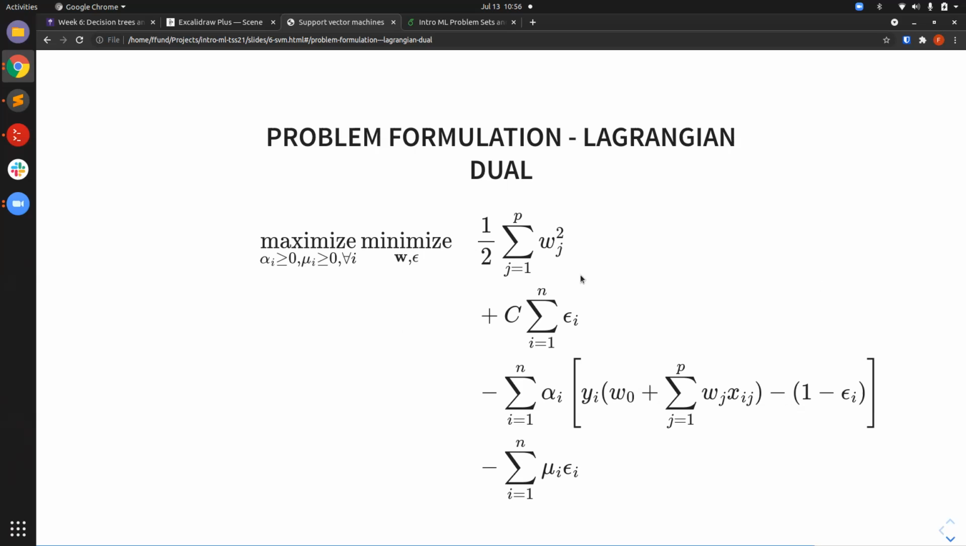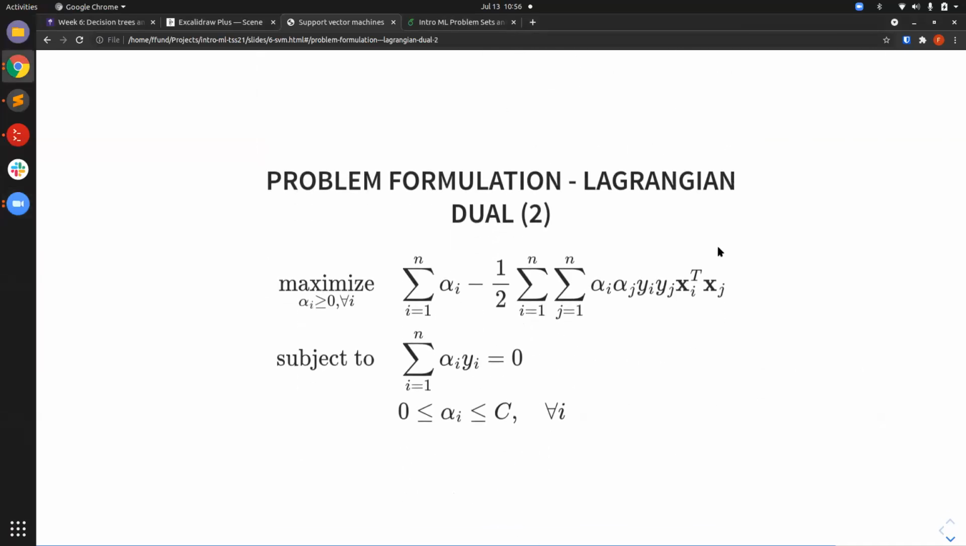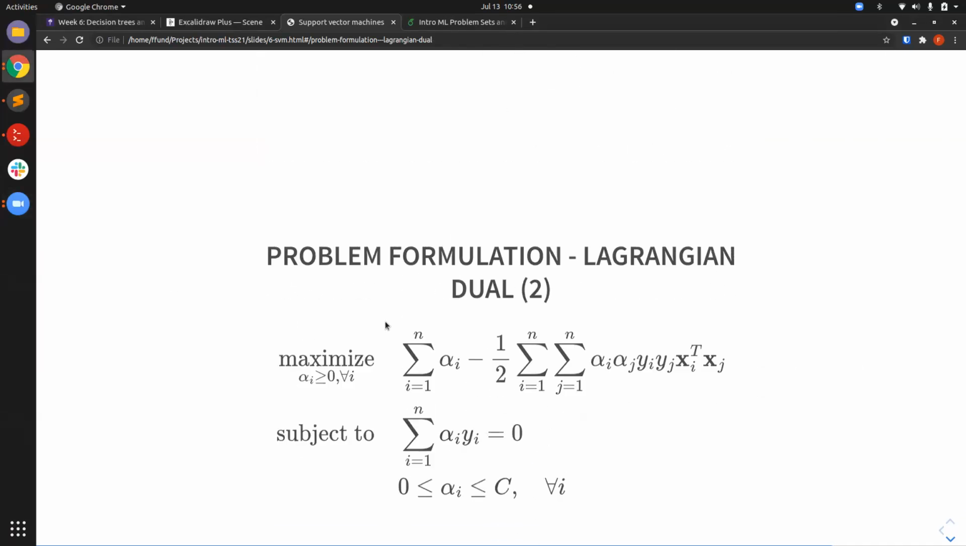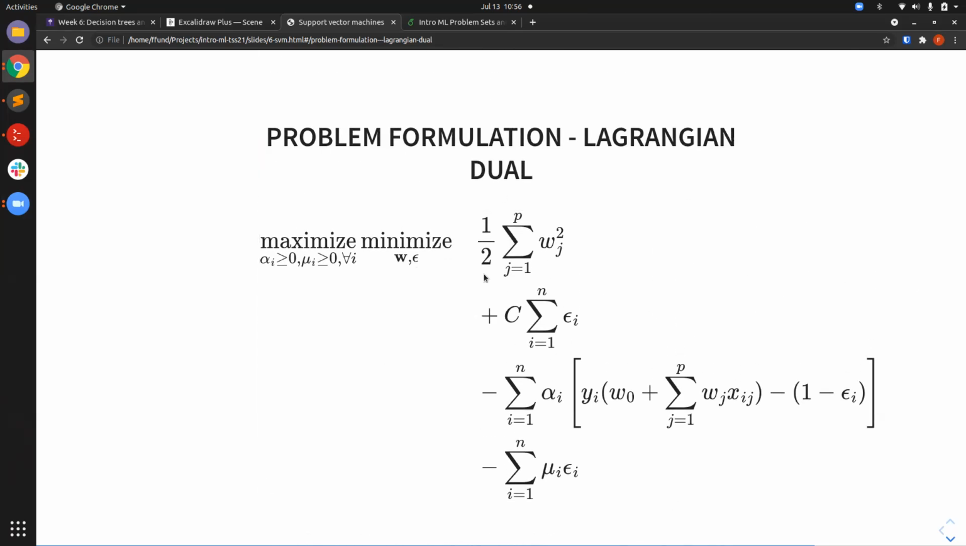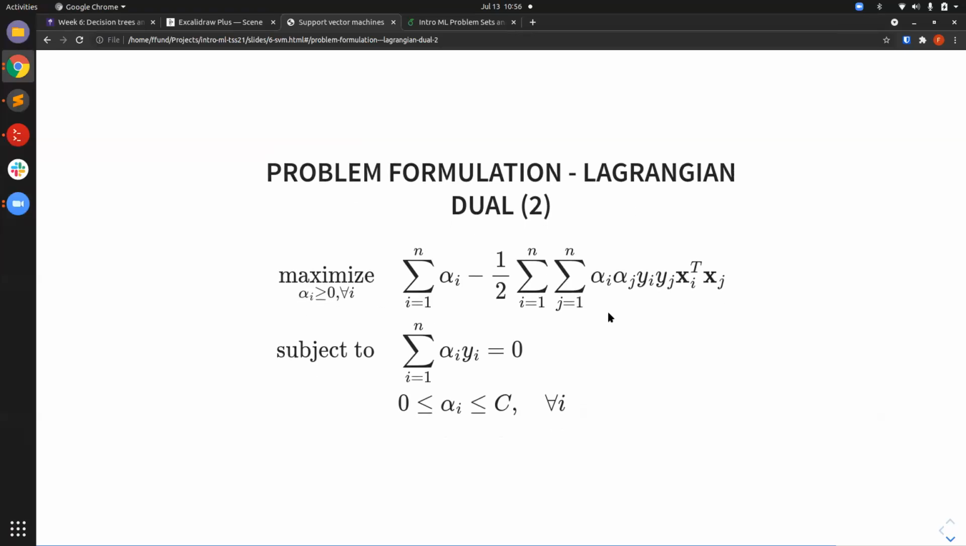If I take the derivative of this, set it to 0, and solve for these weights and epsilons, and then plug the result back into this formulation, I end up with this. So I've done the minimization part. Take the derivative with respect to the variables I'm minimizing over, solve, then plug those solutions back in. Now I just have to maximize this expression, which turns out to be not very difficult to solve.